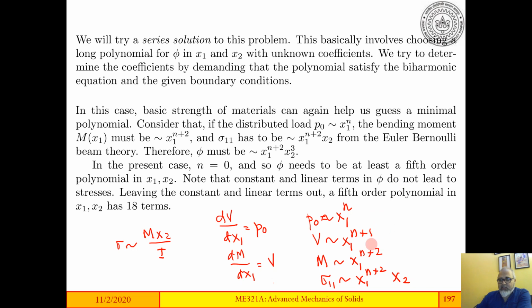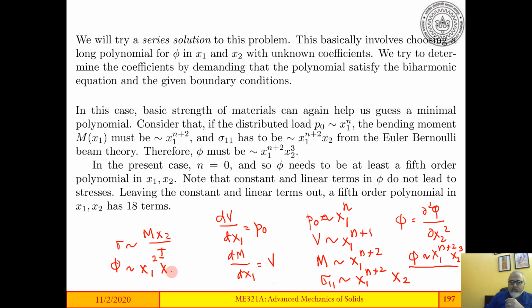So if this is the case, then remember sigma 1,1 is del square phi by del x2 square, which means that phi, at least in order to satisfy the Euler-Bernoulli beam equations, has to be x1 to the power n plus 2 times x2 cube, right? So this has to be the order of phi, which means that if I now have a case where P naught is a constant, so n is equal to 0, then phi has to be at least x1 square x2 cube.